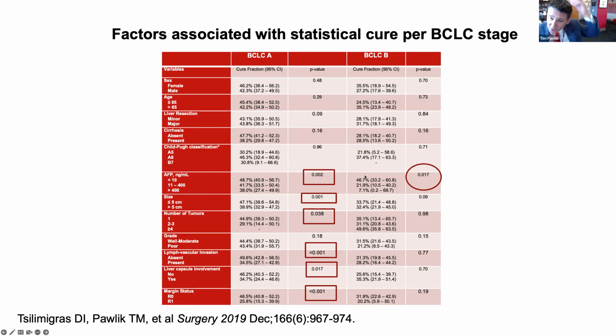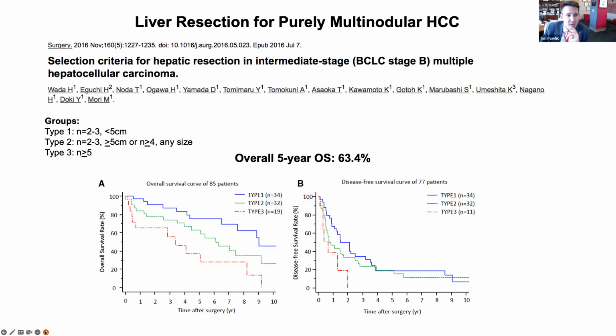So these data might suggest that, as we try to figure out who in the BCLC-B group we should operate on, AFP can be very helpful. If their AFP is over 400, you can see here that the cure fraction is very low, 5%, 7%. So I'm less likely to operate on that patient. But if you have a BCLC-B patient that has a low AFP, it seems as if their biology is better, and I'd be much more likely to consider operating on that patient.